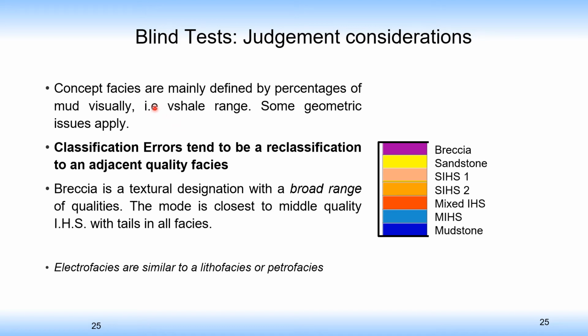So first of all, the concept facies are mainly defined by the percentages of mud visually in the clastic. So that'd be like the V-shell range. That's a driver for that. And some textural issues are used for the interpretation. Now, classification errors tend to be a regrouping to an adjacent facies in the process, and that's not always a bad thing. That can be a good thing, because there are bed boundary effects in the given interpretations, and core shifts and things like that.